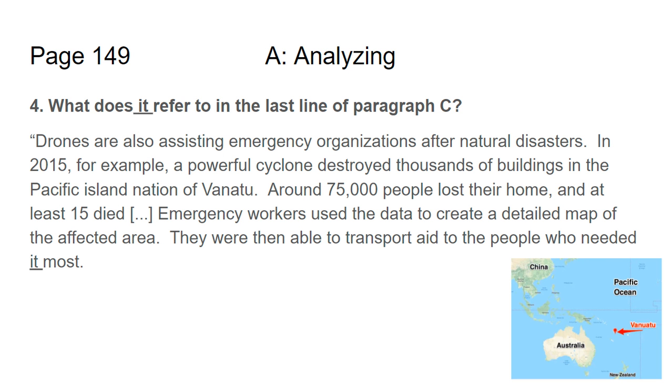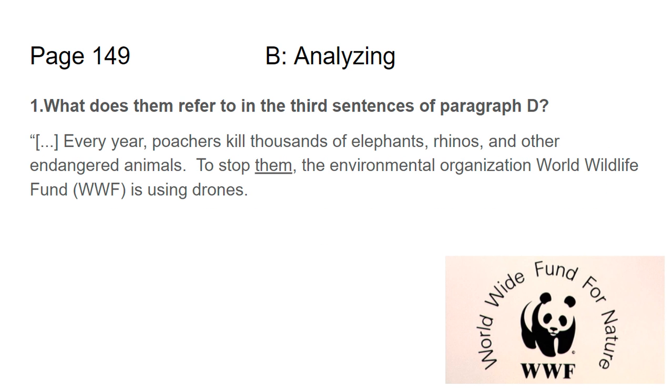So we just have to focus on the last sentence there. They, who's they? I have to look at the sentence before. Who were able to transport aid? Emergency workers, you can see that just above. Emergency workers, they, were then able to transport aid to the people who needed it most. What did the people need? The people needed aid. Okay, so the answer to number 4 is aid.